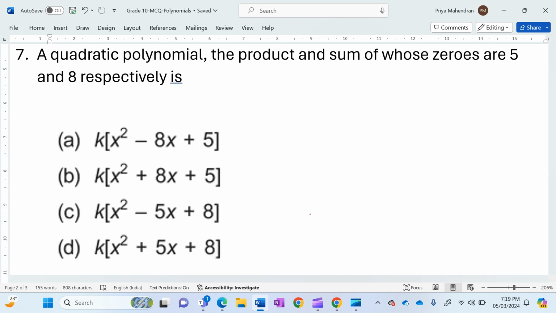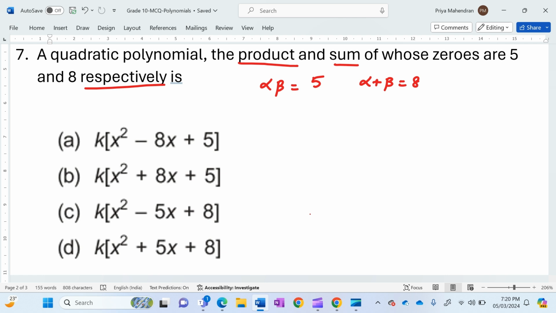Question number 7, a quadratic polynomial, the product and sum of whose zeros. Generally, they will say sum and product. So, usually, students will misconceive the first number as sum and the second number as product. So, read the question very carefully. First, they have given product, okay, and they said the word respectively, which means you have to take that in order. Okay, so product alpha beta is equal to the first number, which is 5, and the sum alpha plus beta is going to be the second number. So you have to take the numbers as per the order.